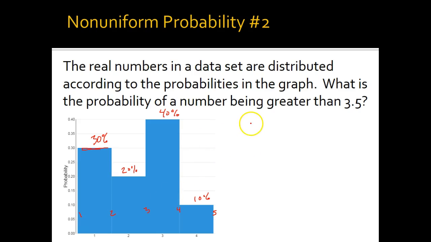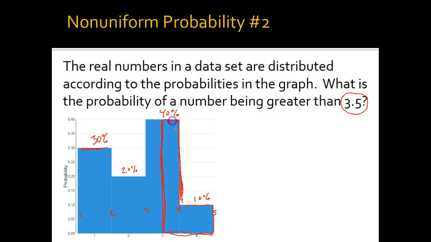Okay, so the question here, what about probability greater than 3.5? So that's going to be halfway through the 3's. So we're going to find the area of the region that is bounded by that line, and then the rest, and it covers the rest of this bar chart. So we can think about that, that's kind of an L shape there.